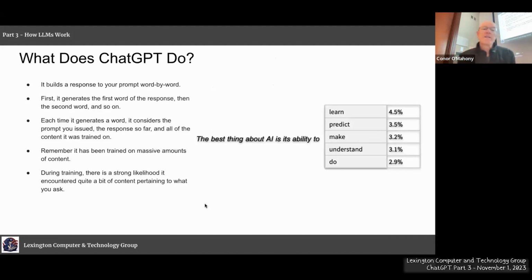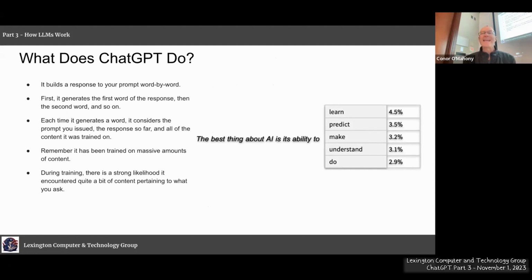So what does ChatGPT do? I'll start off really slow. Then what I'll do is I'll start layering on levels of understanding. So essentially what it does is it builds a response to your prompt word by word. So first it generates the first word of the response, then the second word, then the third word, and so on.